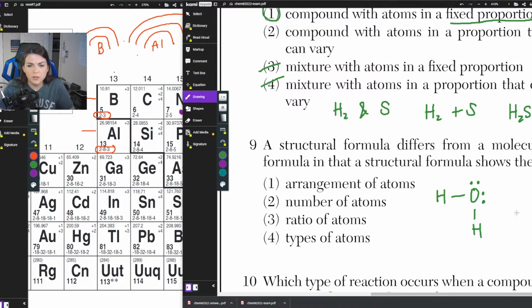So a molecular formula for water would just be H2O. So that's the difference. The structural formula is going to show the arrangement. It shows how they are bonded together. The number of atoms is the same in each of them. We have 3 in total, 2 hydrogens and 1 oxygen. The ratio of atoms, even though it doesn't explicitly tell you that it's 2 H's and 1 O, it takes one brain cell to just count them. And then the types of atoms, obviously, hydrogens and oxygens. It's just the arrangement. It shows you how it's built.